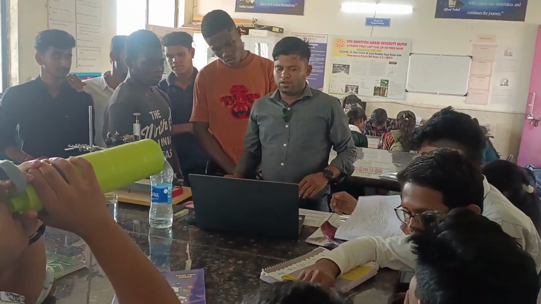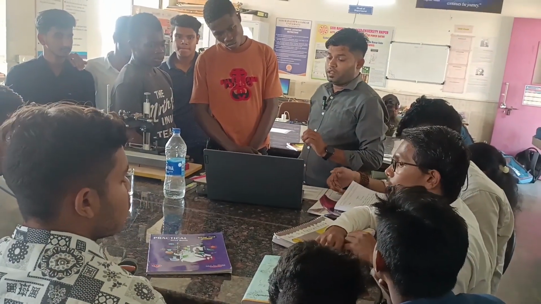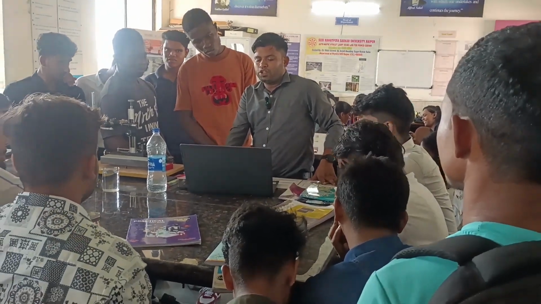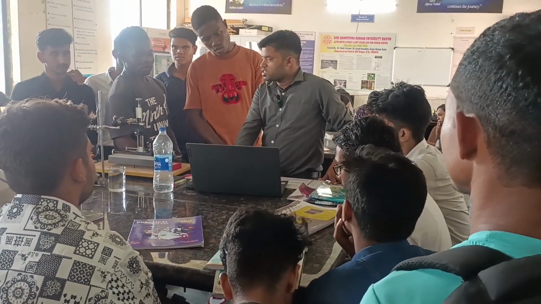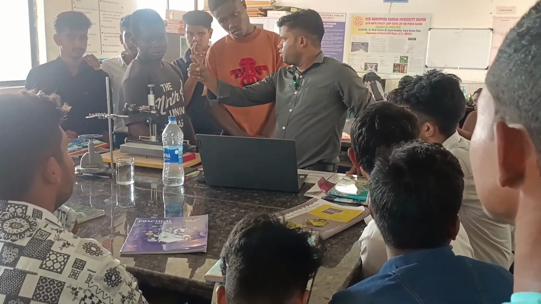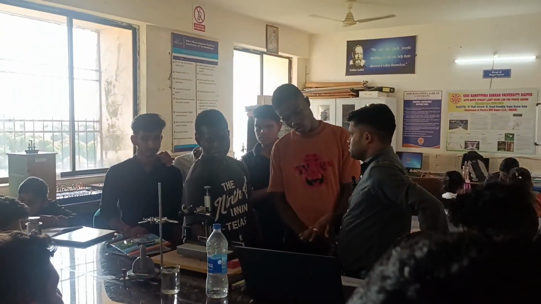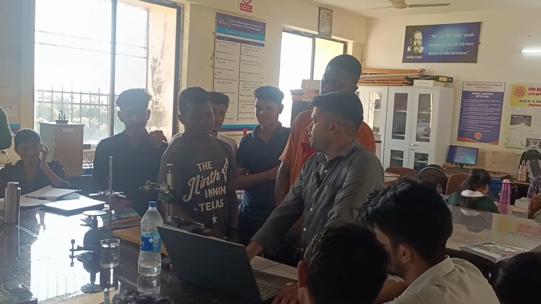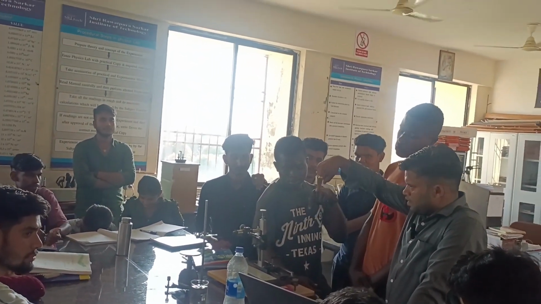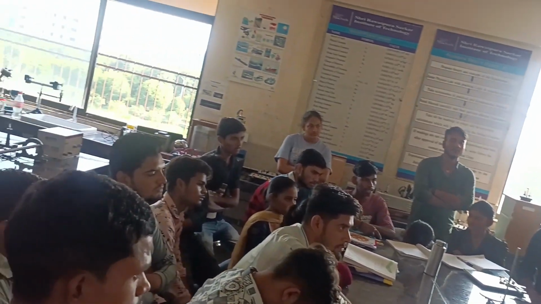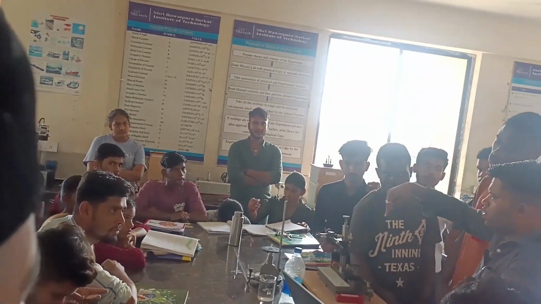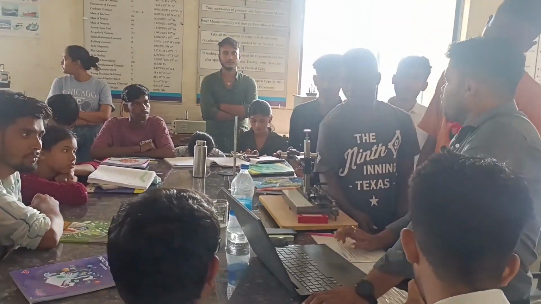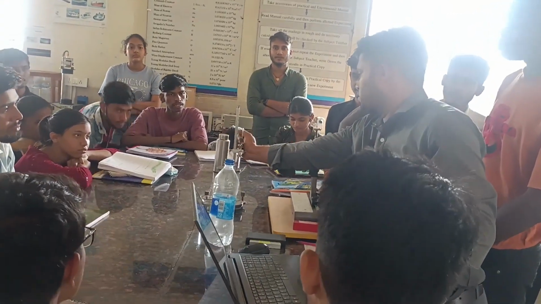Precautions of this experiment. The capillary tube should be of uniform bore. Second, the diameter of the tube should be measured at the meniscus only, whether the surface is concave or convex. Third, the capillary tube must be kept vertical, not horizontal. Fourth, the top of the capillary tube should be open. Clear?